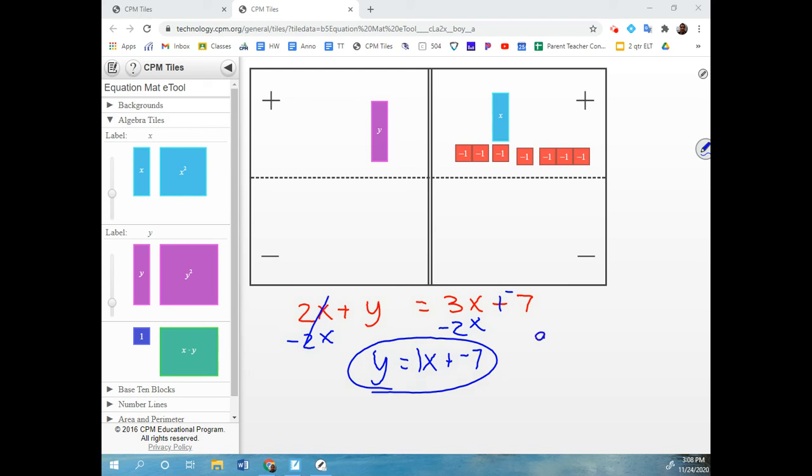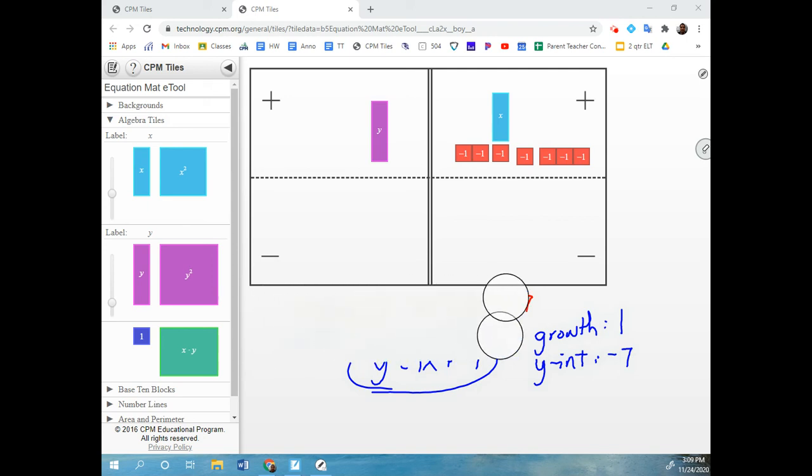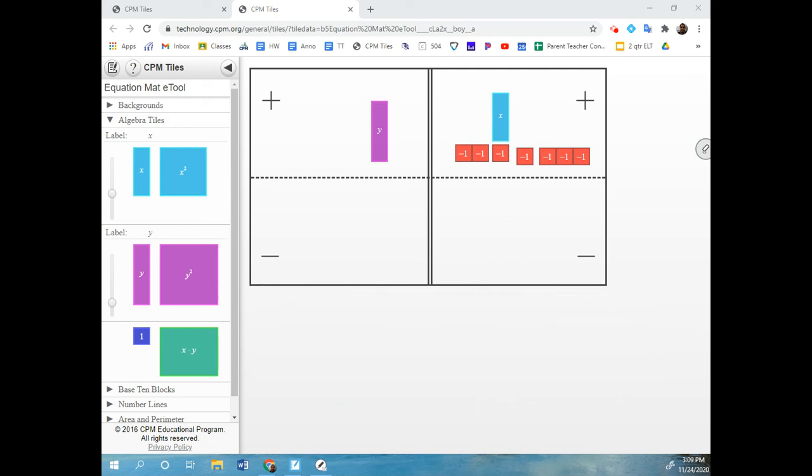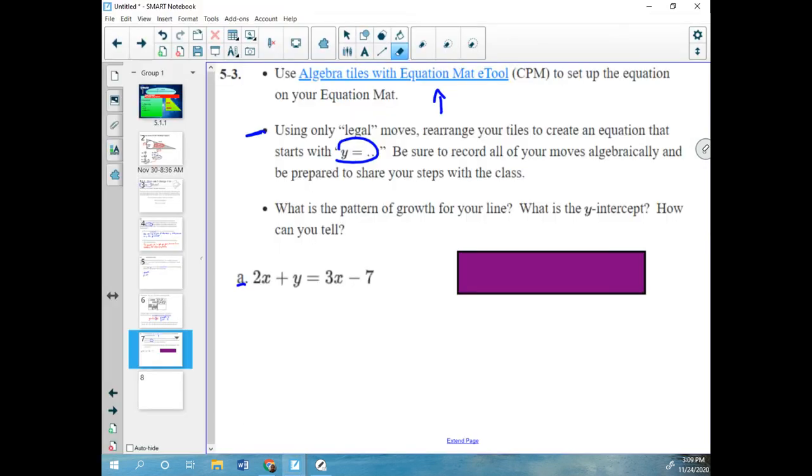What is my growth? And my y-intercept. Growth and y-intercept. My growth is 1. My y-intercept is negative 7. Did you get that right? Or did you follow along, I guess? Hopefully that makes sense. Again, if you need to, pause it, because I'm about to erase this and start the next problem. And again, if you missed that, just go back on the video and write it down.